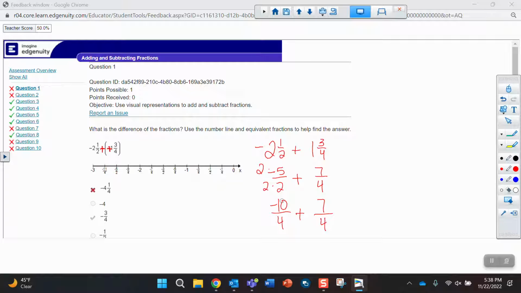Now we're ready to actually do the addition. When we're adding two numbers with opposite signs, the 10 and the 7 have opposite signs, we actually have to subtract in our head to get the right digit. So 10 minus 7 is 3. And then our answer takes the sign of the bigger number. 10 is bigger than 7. 10 is negative, so our answer is negative. We get negative 3/4.